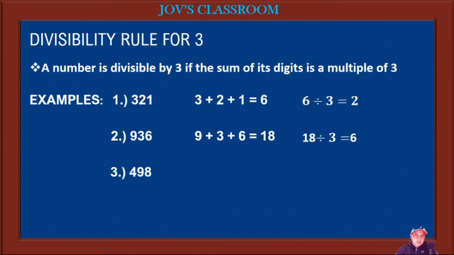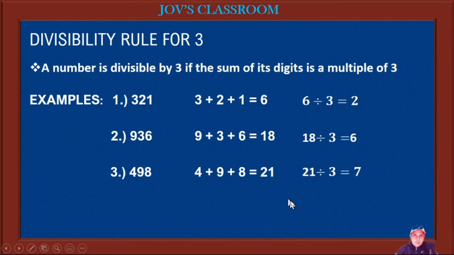For example, 498. Get the sum. 4 plus 9 plus 8 is equal to 21. Is 21 divisible or a multiple of 3? Yes, it is. 21 divided by 3 is 7. So therefore, 498 is a multiple of 3 or divisible by 3. Because if you divide 21 by 3, you come up with a whole number, which is 7.